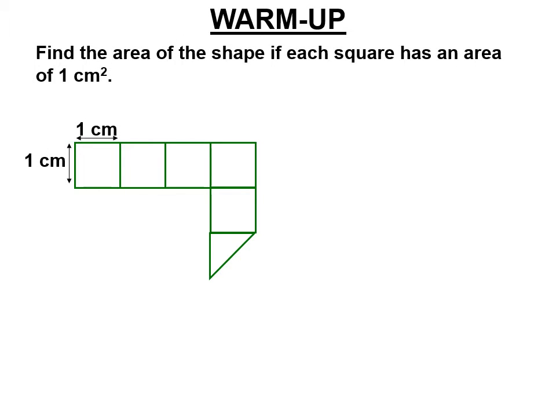Find the area of the shape if each square has an area of 1 square centimeter. So that's 1, that's 1, that's 1, that's 1, that's 1. And that's a triangle. It must be half as big, so it's a half, so it's 4 or 5. It's 5.5 square centimeters.